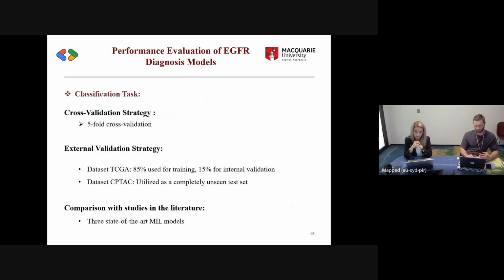For the performance evaluation of the EGFR diagnosis model, there are three different strategies: a cross-validation strategy, 5-fold cross-validation. Then we use TCGA as the train set and CPTAC as an unseen data set. And then, to evaluate its performance against multi-instance learning models, we applied multi-instance learning models on these data sets, and then we compared with those multi-instance learning models here in this study and in other studies in the literature.